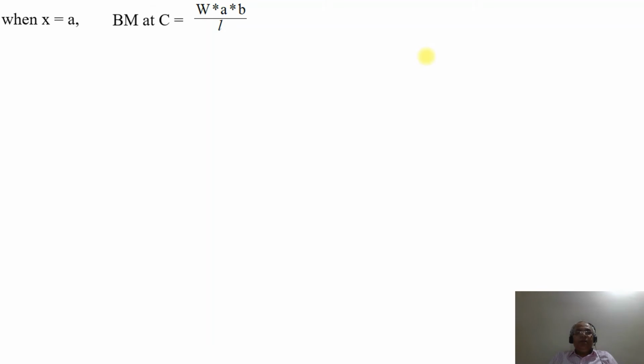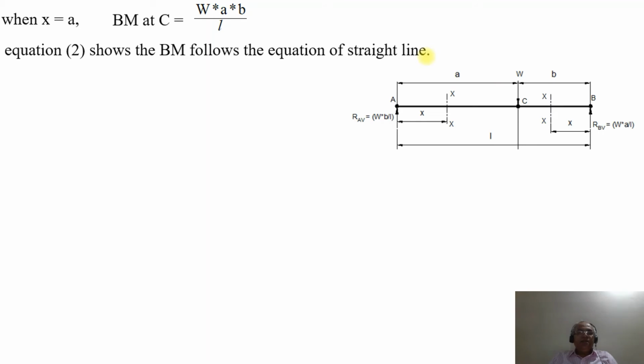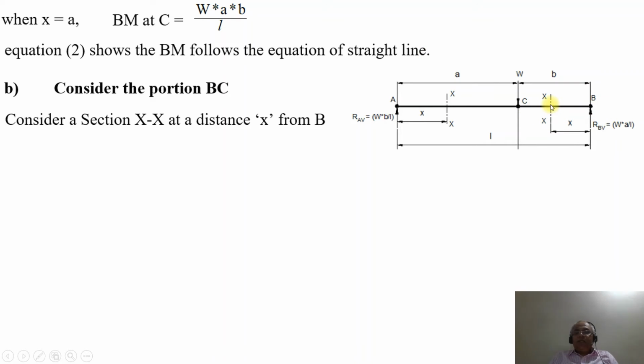So it is W into a into b by L. As the power of x is equal to 1, the bending moment follows the equation of a straight line. Now consider the portion BC. When considering the portion BC, consider a section XX at a distance x from B.